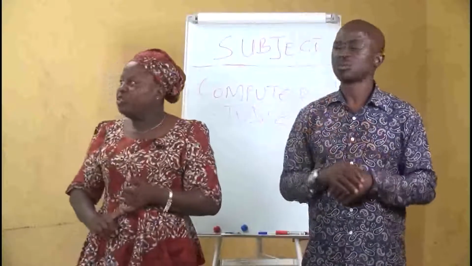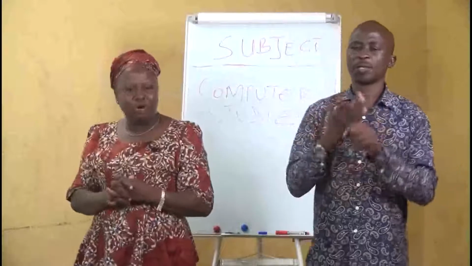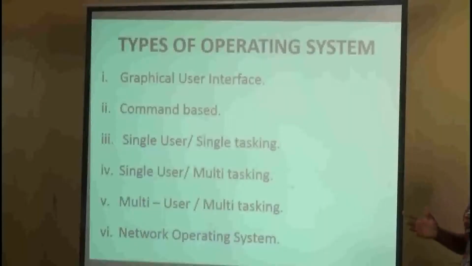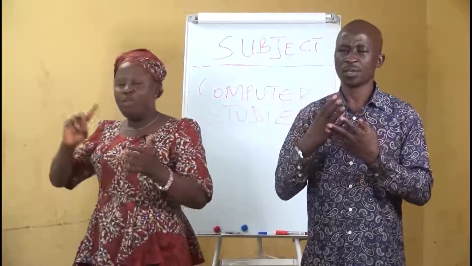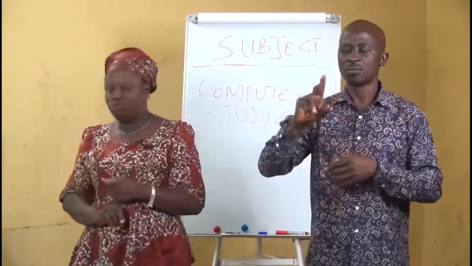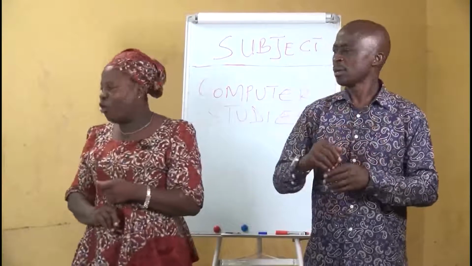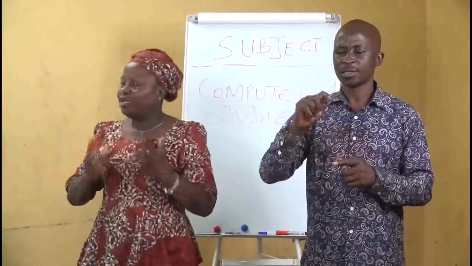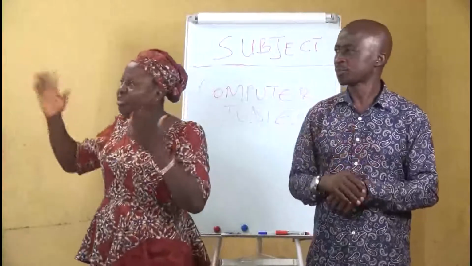Now let's go to the types of operating system that we have. We have a graphical user interface. Another one, command-based type of operating system. We have single user or single tasking operating system. Another one, single user multitasking operating system. Another one is multi-user multitasking operating system. Finally, the network operating system. If we can grab that, let's now explain them briefly.